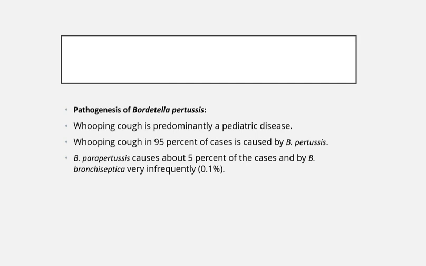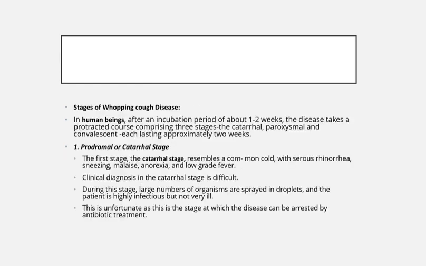Pathogenesis of Bordetella pertussis. Whooping cough is predominantly a pediatric disease. Whooping cough in 95% of the cases is caused by P. pertussis. Parapertussis causes about 5% of the cases, and Bordetella bronchiseptica very infrequently, which is nearly 0.1%. Stages of whooping cough. In human beings, after an incubation period of about 1 to 2 weeks, the disease takes a protracted course comprising the 3 stages: the catarrhal, paroxysmal, and convalescent, each lasting approximately 2 weeks.